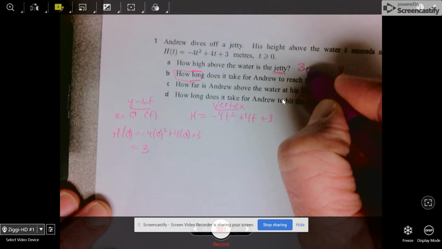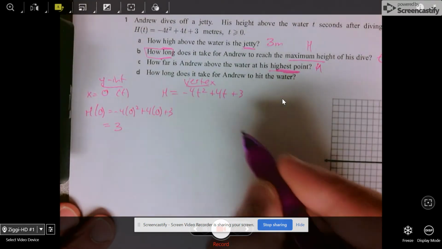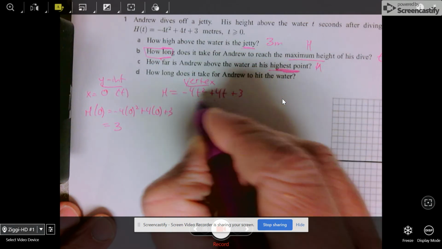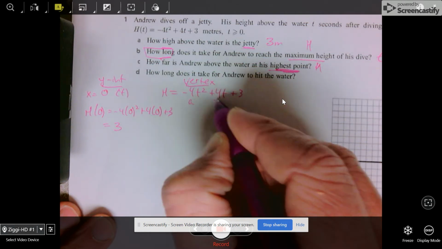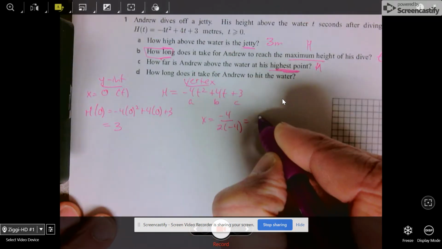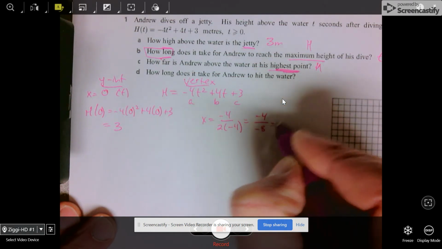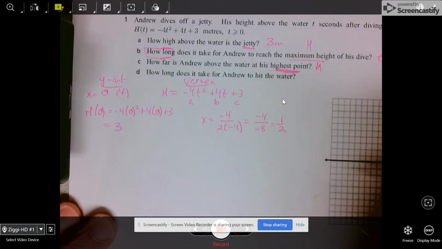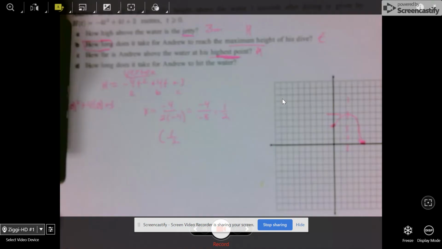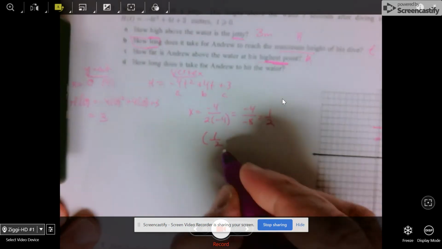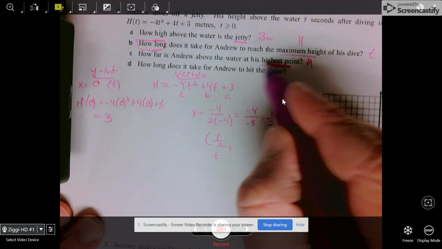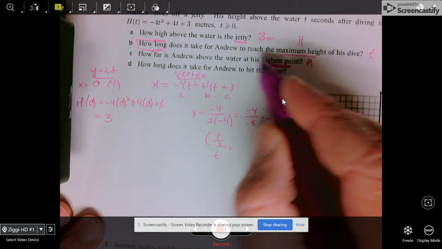Now we're going to find the vertex. There's my A, there's my B, there's my C. So the vertex is the opposite of B over 2A. So 1/2 is the vertex, or 0.5. That's also the line of symmetry, if you look at your parabola. So this is the time. So how long does it take for him to reach the height? That's the answer for the time. Time is 1/2 of a second.